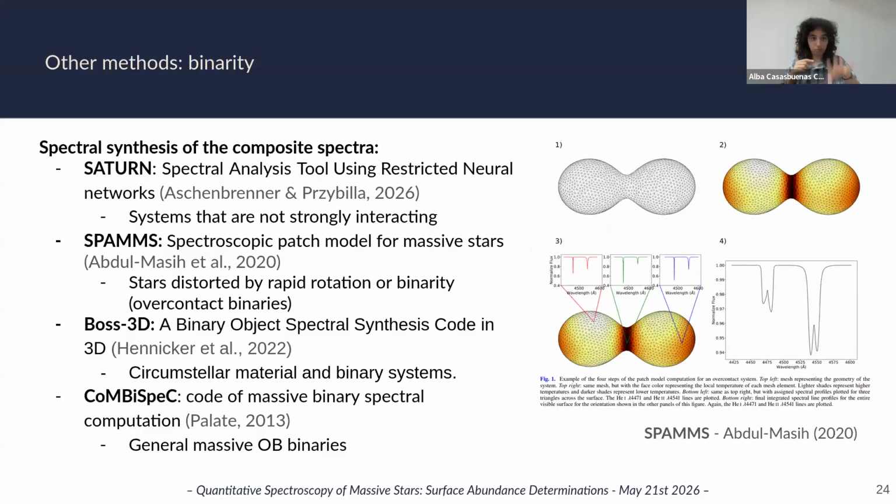Here I include again some works that are working in these directions and are able to perform spectral synthesis of binary systems. And here on the right, I'm including an explanatory figure, in this case from SPAMS, on how to create these composite synthetic spectra, by taking into account the spectra at each point of the surface of the binary system, and then getting the full spectrum that we can then compare with our original binary observed spectra.